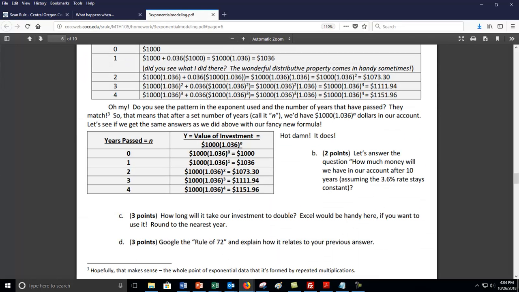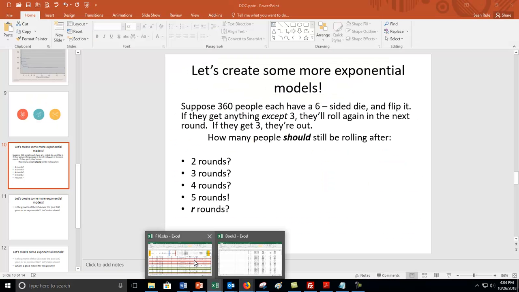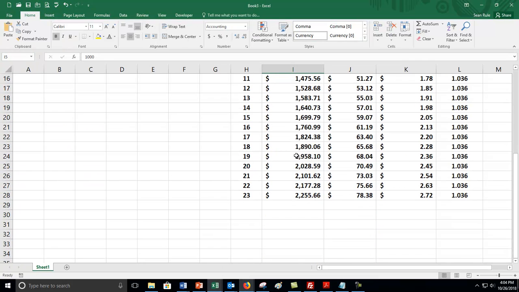How long will it take our investment to double? And I said Excel will be handy here if you want to use it. Let's go back to Excel real quick. We'll take a look at it. So it's going to go from 1,000 to 2,000. Looks like it happened right about the year, somewhere around 19 to 20, somewhere closer to 20 than 19, I guess, but definitely in that general area.